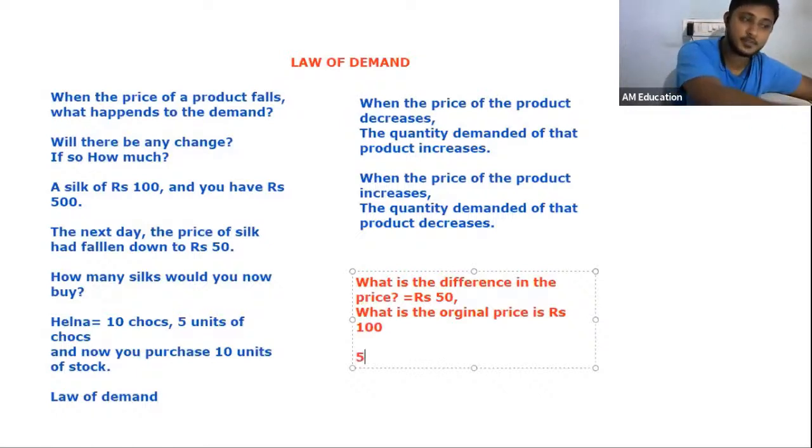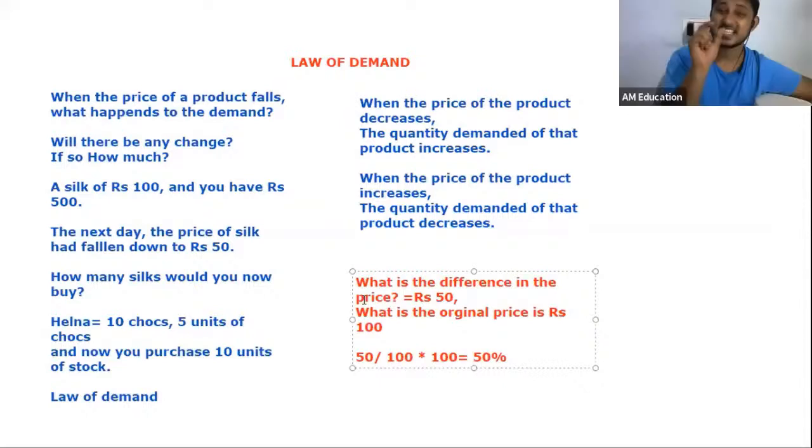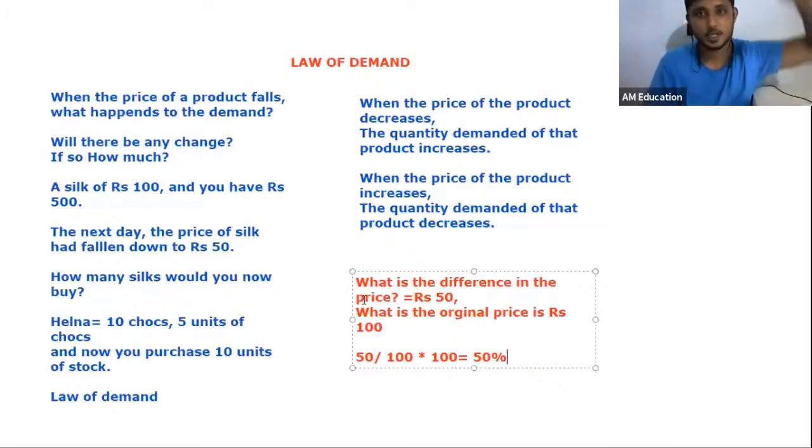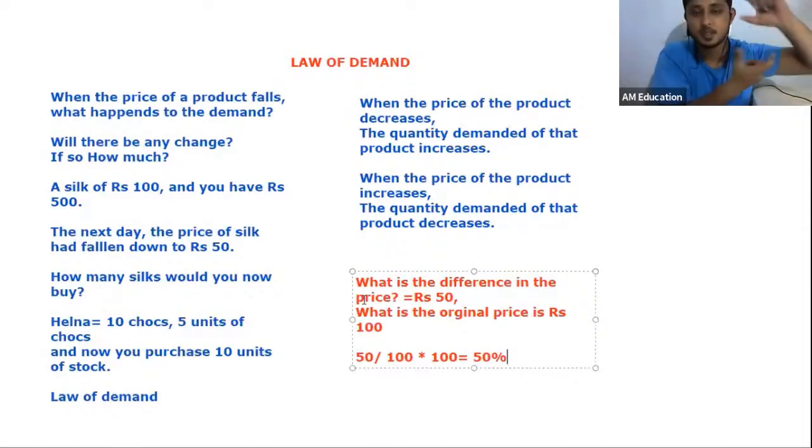The difference in the price by the original price is your formula. So rupees 50 divided by 100, into 100, is how much? 50%. So this is how you say something in terms of percentage. The price has decreased by 50%. You noticed there is a change, and you divide the change by the original price.